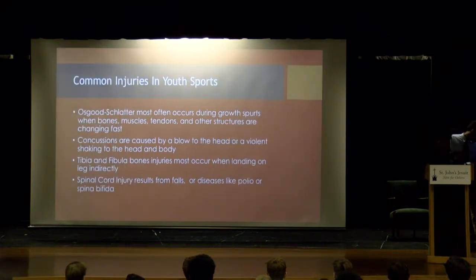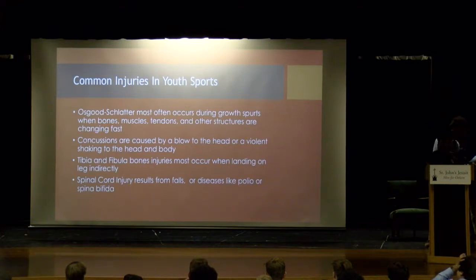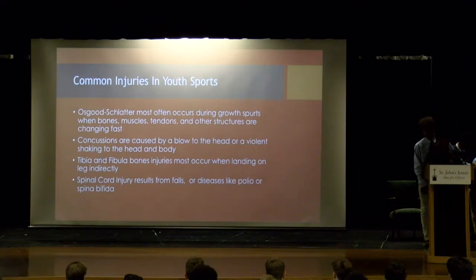Osgood-Schlatter most often occurs during growth spurts when bones, muscles, tendons, and other structures are changing fast. Concussions are caused by a blow to the head or a violent shaking of the head and body. Tibia and fibula injuries most often occur when landing on the leg indirectly. Spinal cord injury results from falls or diseases like polio or spina bifida.